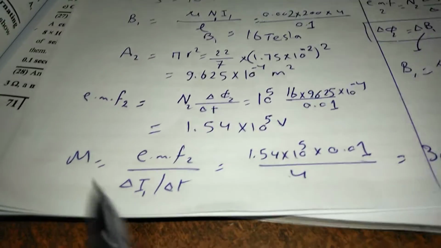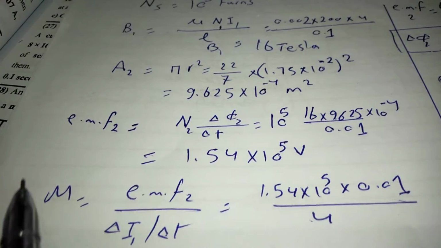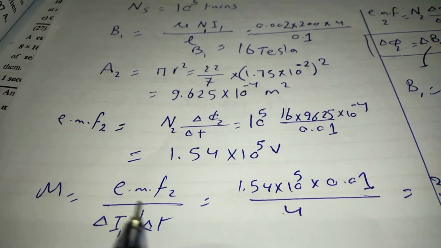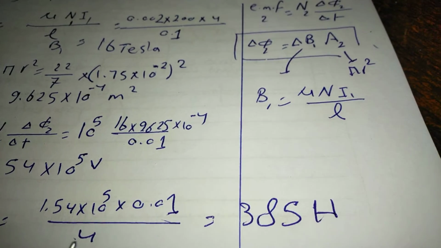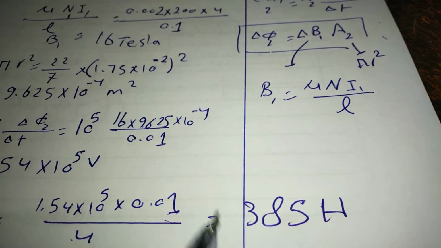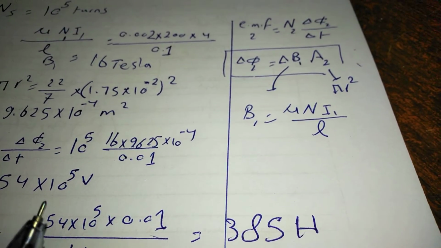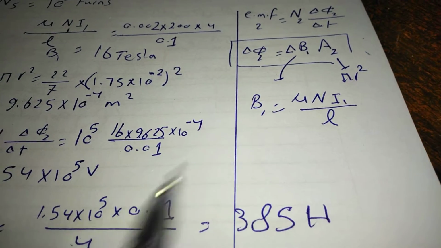Of course, I have to calculate the mutual induction aside, by using the unit of Henry, to get it as 385 Henry, and we need to see here that it is a high value.